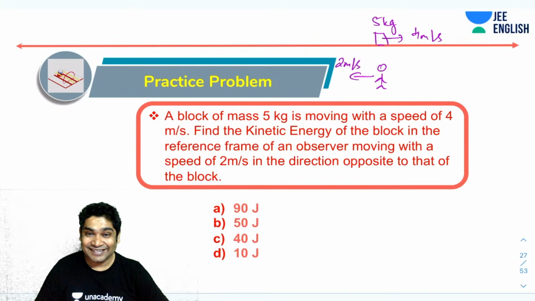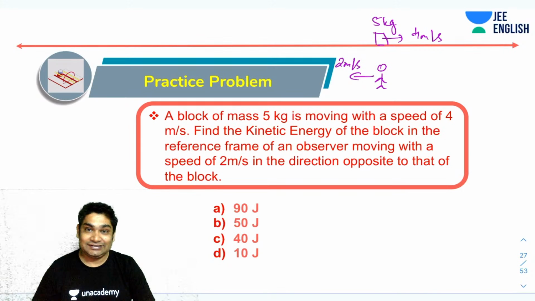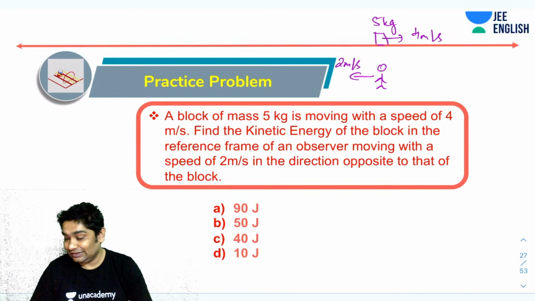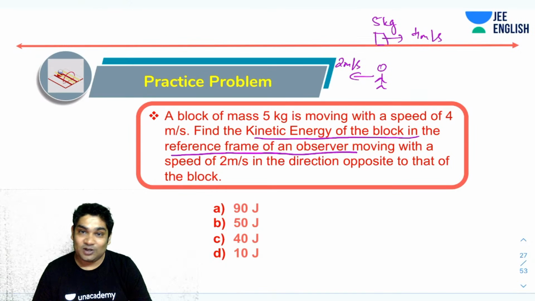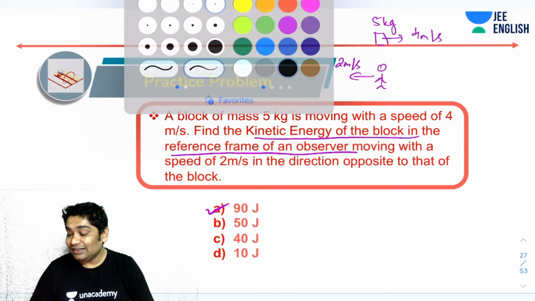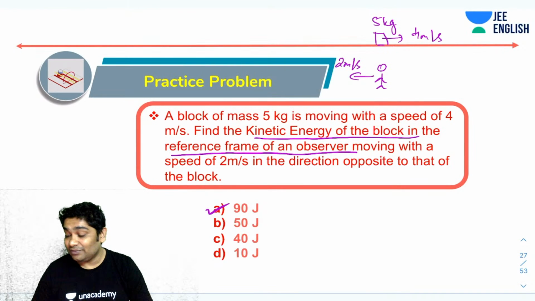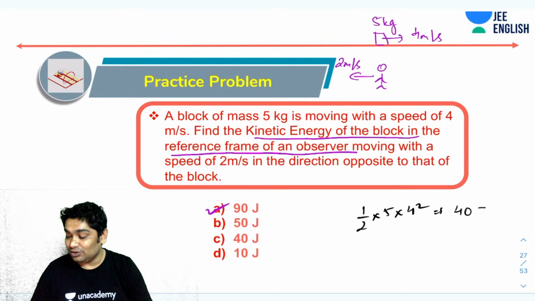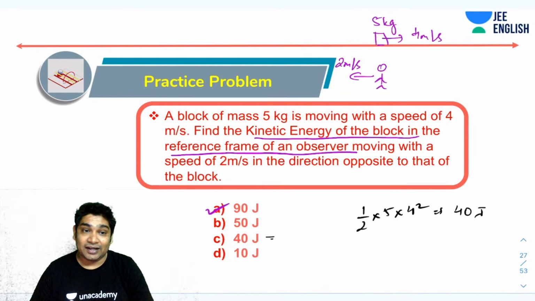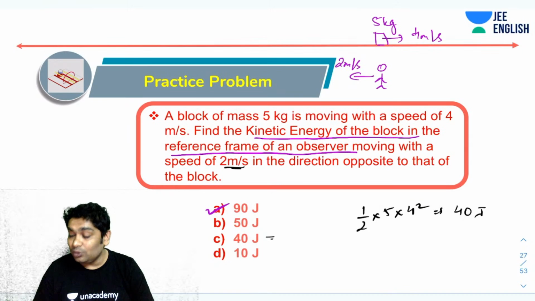Very simple. See, you need to pay attention to the question. You have been asked to find the kinetic energy of the block in the reference frame of this observer. So that is not C. The answer would be A. So you realize that what you calculated was half mv square, right? That is the kinetic energy in the ground reference frame. That is 40 joules. That is the ground reference frame kinetic energy. Here I have asked you the kinetic energy in the reference frame of an observer moving with speed 2 meter per second in the opposite direction.